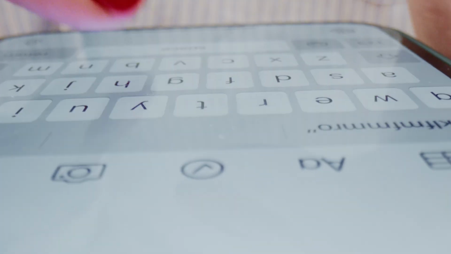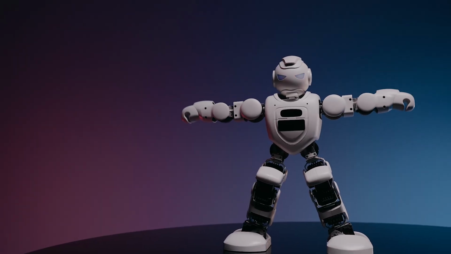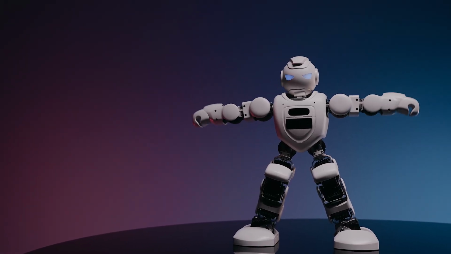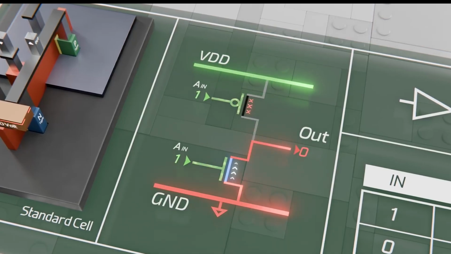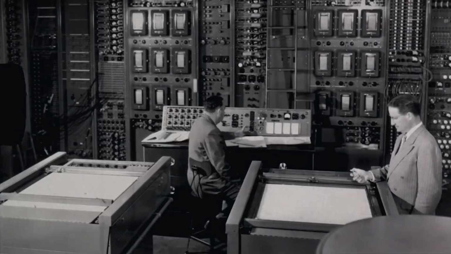Everything from sending a message to rendering a 3D game or running artificial intelligence ultimately comes down to billions of these tiny switches flipping on and off at incredible speeds. To understand how powerful this is, let's go back in time.